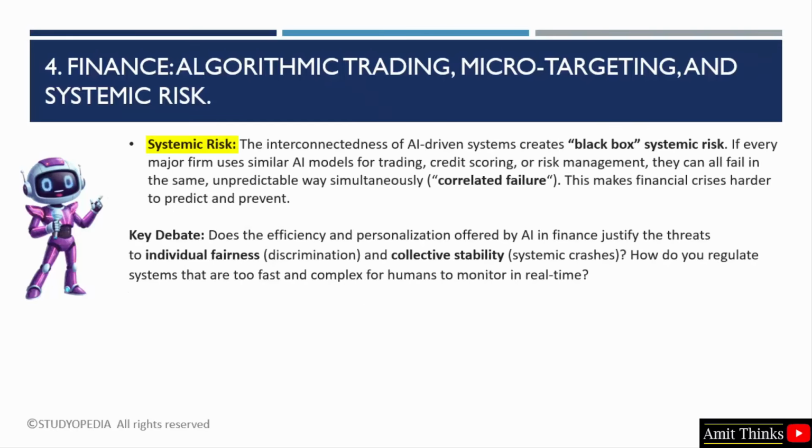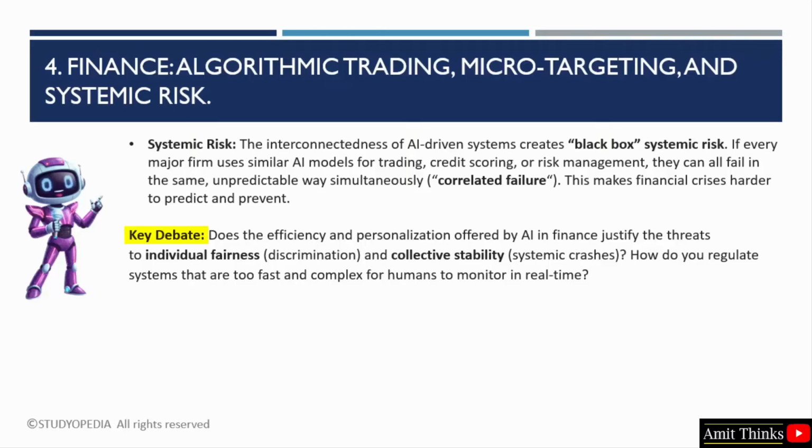Next is systemic risk. AI systems in finance are deeply interconnected, creating black box risk. If major firms use similar models for trading or credit scoring, they may all fail together, causing unpredictable simultaneous crashes. This makes financial crisis harder to foresee and control.